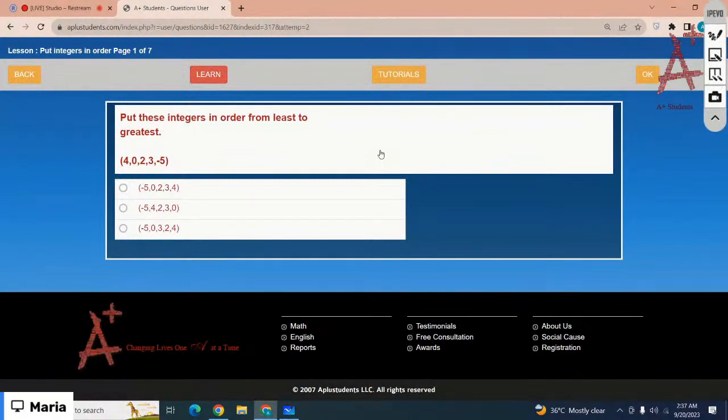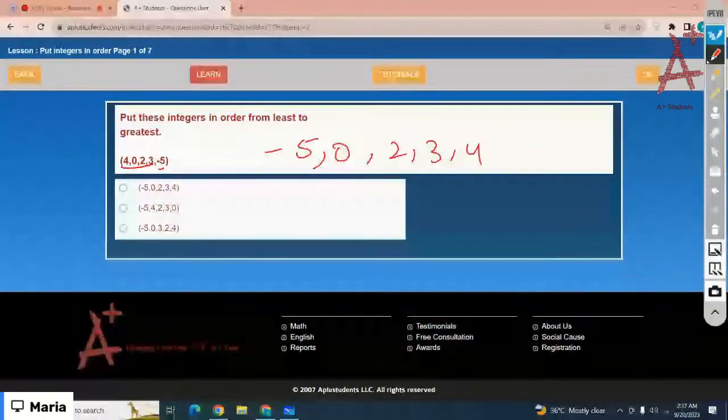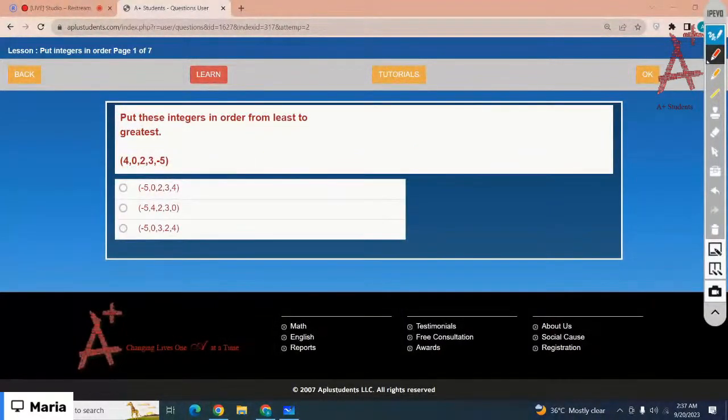You can see you have four positive numbers and one negative number, right? So the negative number is the least one. Then you can arrange the positive numbers: 0, then 2, then 3, and then 4, right? So it would be -5, 0, 2, 3, and 4. Option number 1 is the correct option.